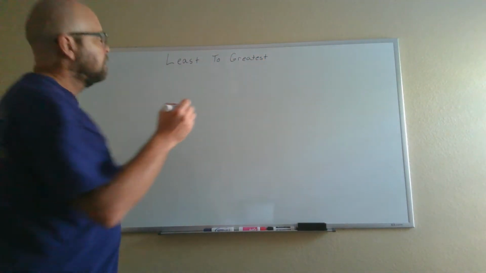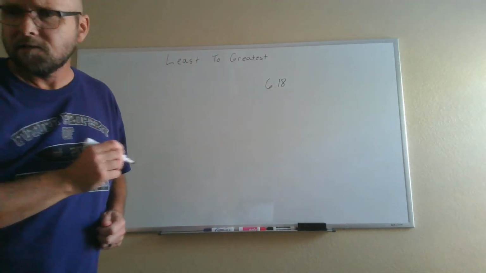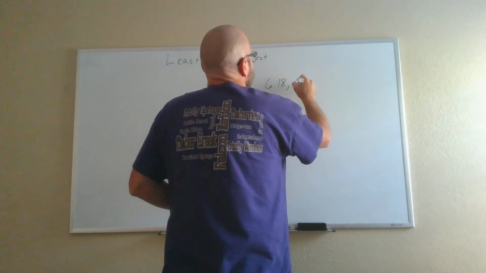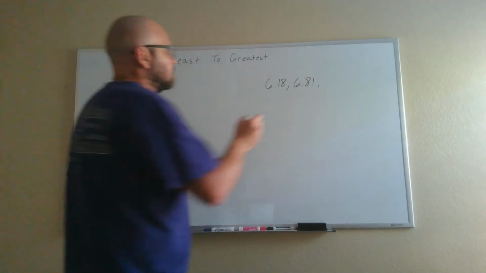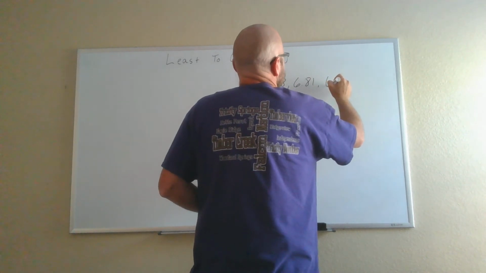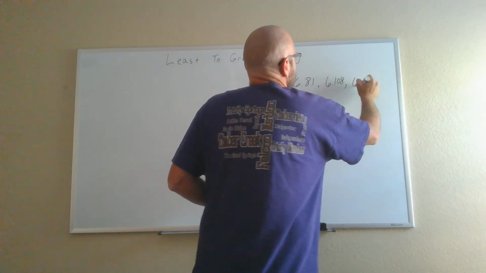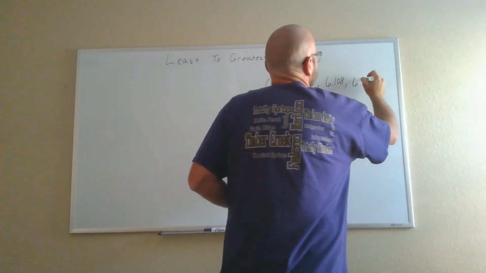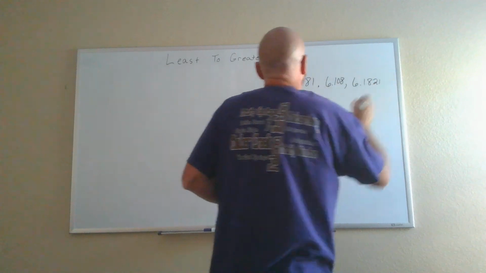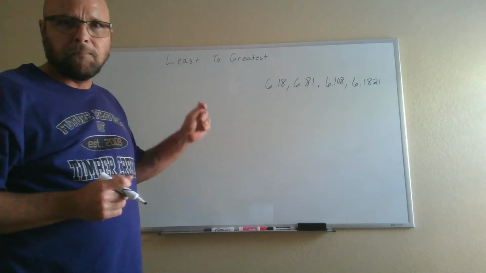Let's look at another. We have the numbers 6 and 18 hundredths, 6 and 81 hundredths, 6 and 108 thousandths, and 6 and 1,821 ten thousandths. Same thing, we line them up by decimal point.